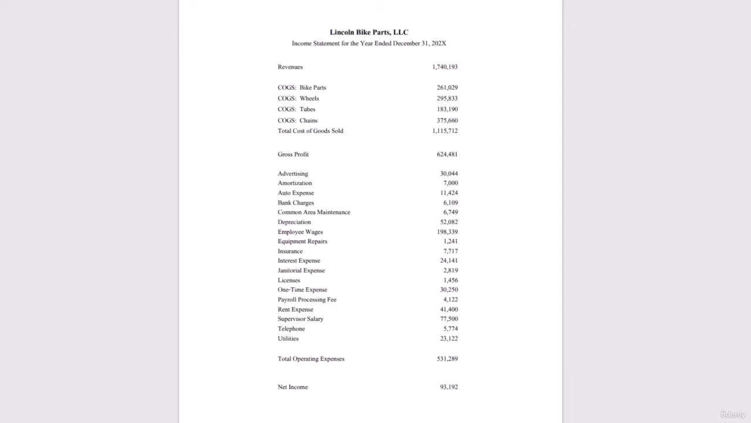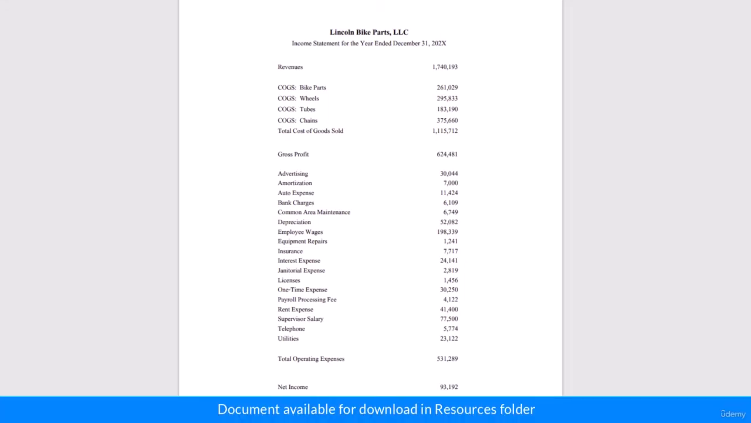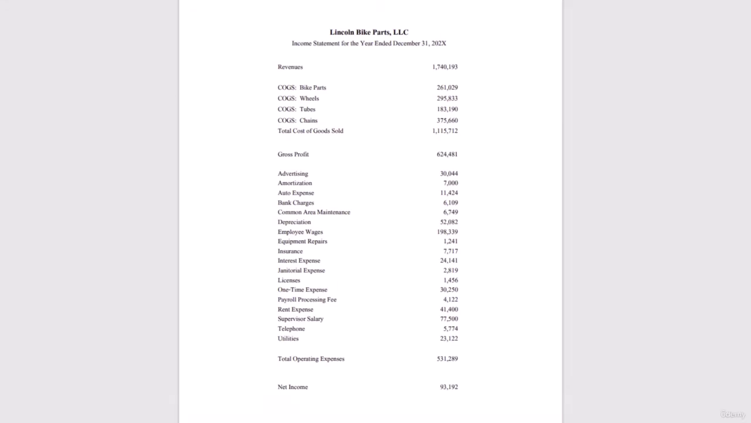Okay, so for our first example, I've put together an income statement for a fictional bike repair shop under the name Lincoln Bike Parts. Now, before we get into this exercise, this class contains several documents which are available for download, and you can find these in the resources folder off to the right side of your screen. So if you'd like to download this resource for yourself, go ahead and pause the video now and download it so that you can follow along.